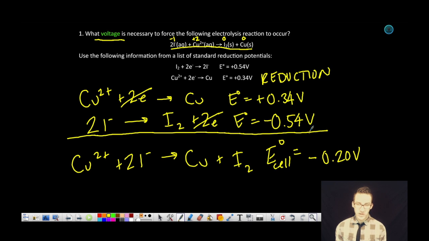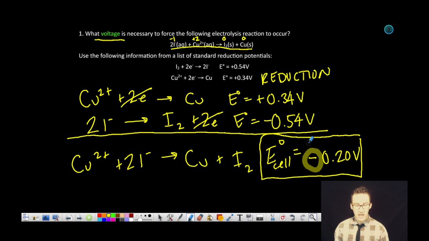Now, a couple of just very quick things here. Our standard cell potential for this electrolytic cell is a negative value, and that's different from our galvanic and voltaic cells. Remember, the negative sign is going to imply here that it is non-spontaneous or non-thermodynamically favored. In other words, we have to apply this voltage to this system in order to get the reaction to occur.